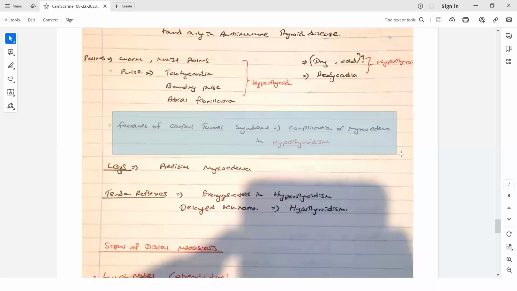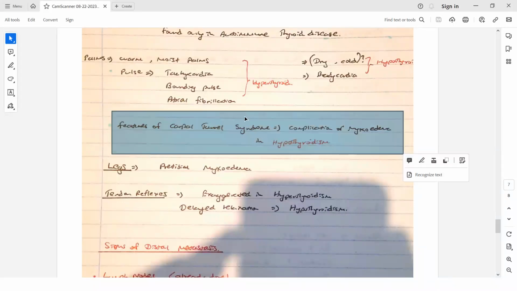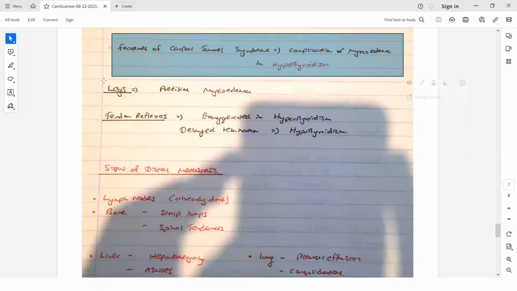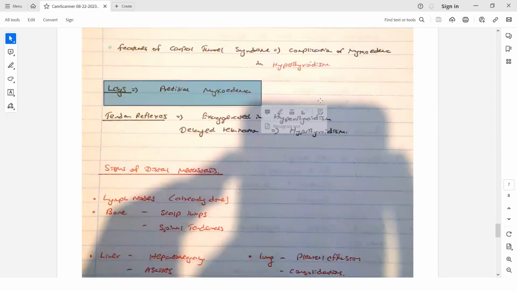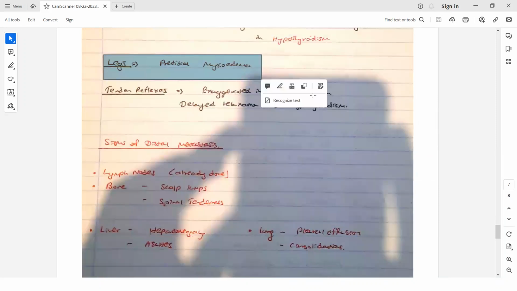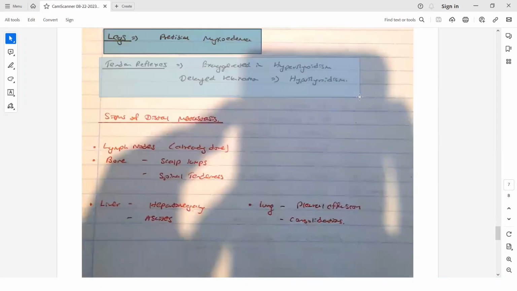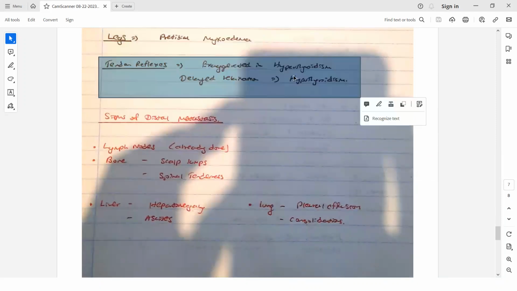In advanced cases of hypothyroidism, there might be features of carpal tunnel syndrome, but you won't have time for this, so forget about this part. Don't confuse yourself too much. In the legs, there can be pretibial myxedema, especially in the case of Graves. And don't miss the tendon reflexes. That's also a good indicator of the thyroid status. In hyperthyroidism, it's exaggerated. In hypothyroidism, there's delayed relaxation.